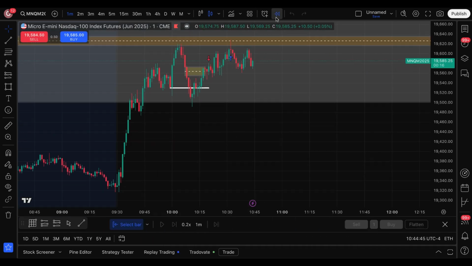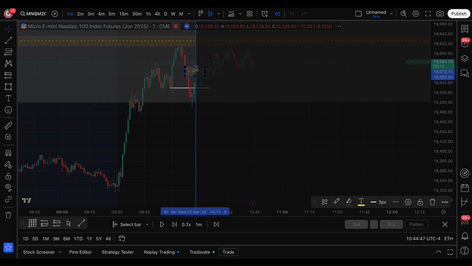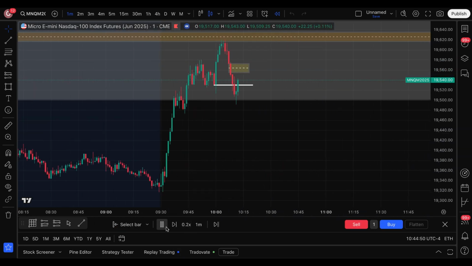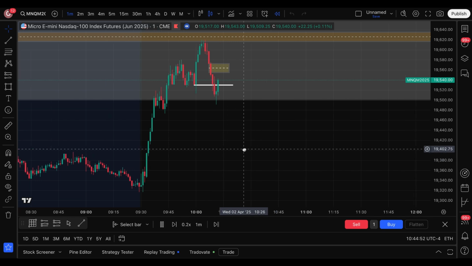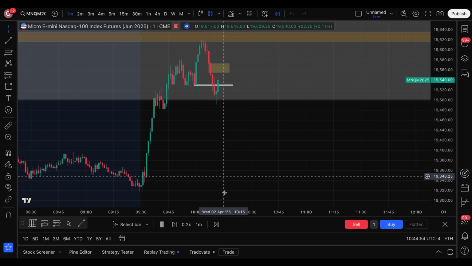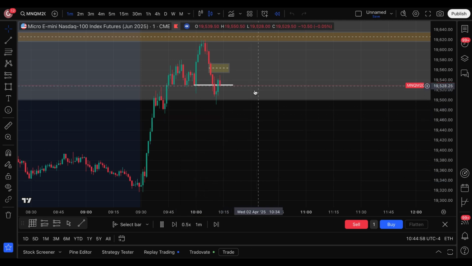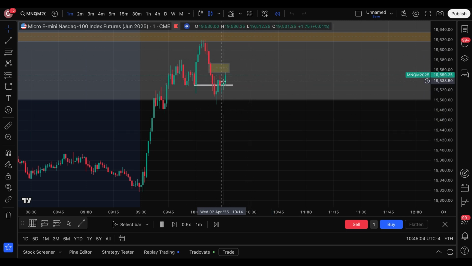So let me replay it for you guys. I'm gonna show you guys when I got in. So this is me anticipating the trade here, guys. I was expecting market to come back up, tap that fair value gap, and we're gonna have a sell lower. So the market was tapping.